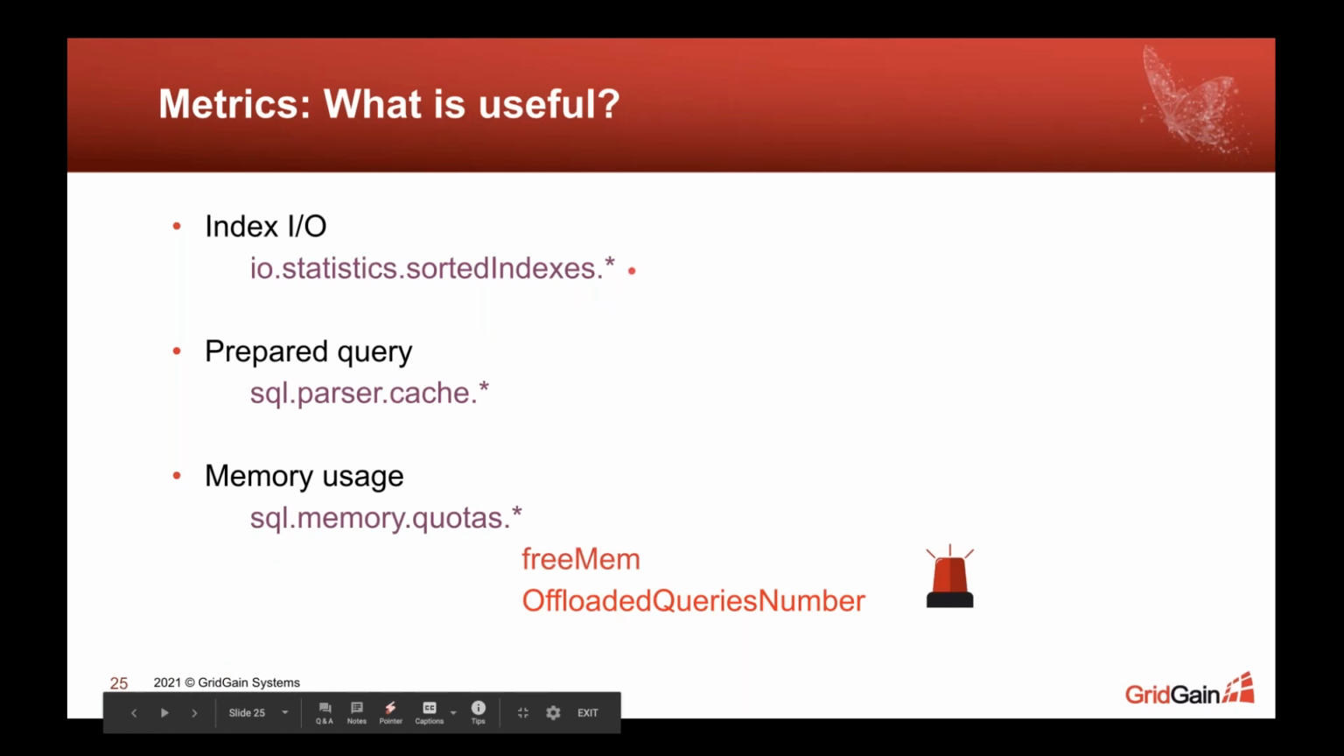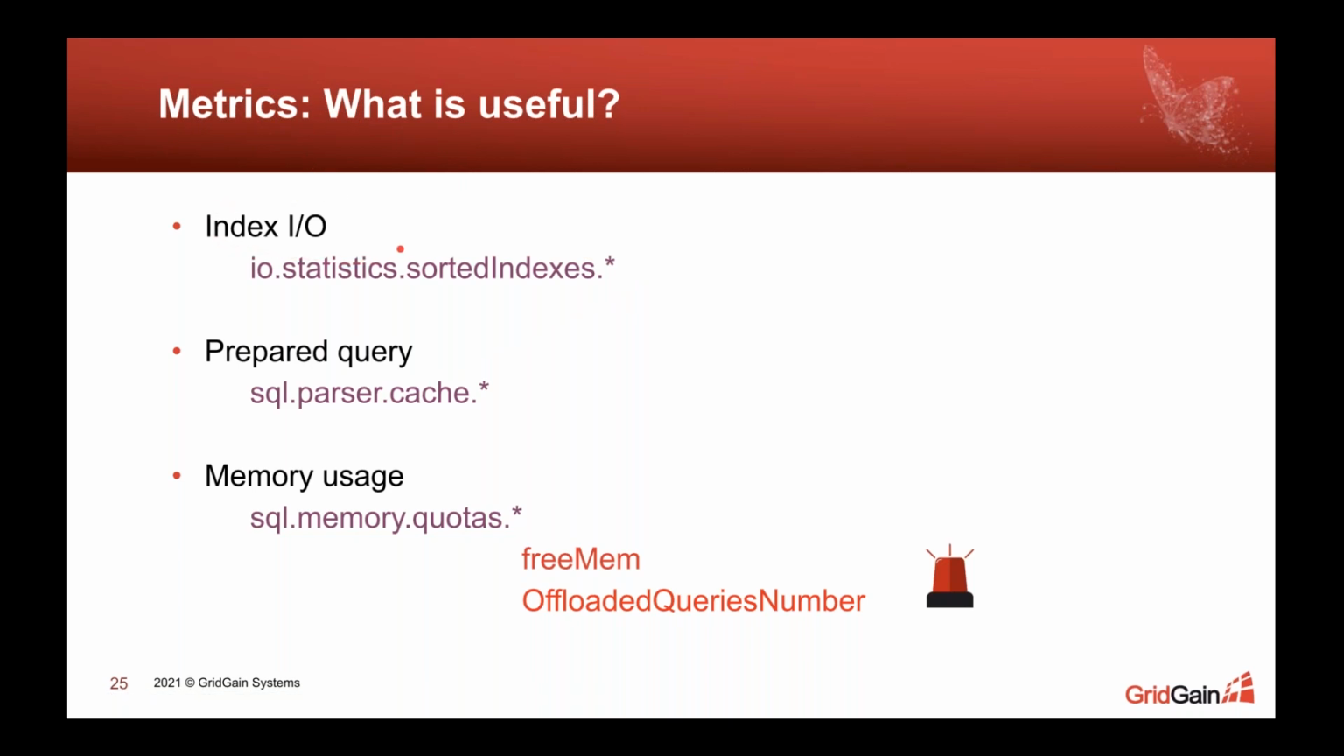So what metrics are useful? Index IO is about real data transfer. It could be useful to validate your load profile: if you have some expected load profile, you could compare it to the actual observation from this one. Prepared query is about hits and misses on the cache of execution plans. And finally, the third one is about alerting metrics.